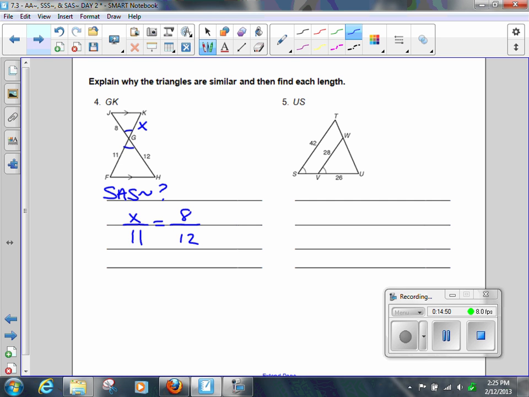Oh, Lord, how am I going to solve? Cross multiply. Kevin's like, what the crap? Do this problem. It's all right. 12x is equal to 88. Did you divide both sides by 12? 7.3 repeating? Okay.